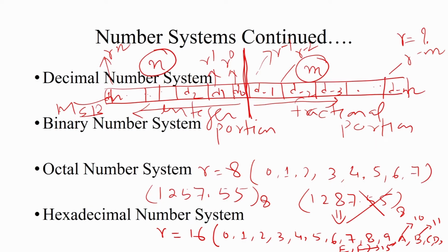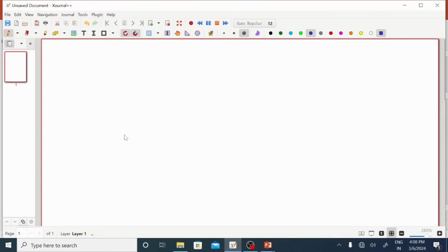For converting any number, whether it is a decimal, binary, octal or hexadecimal number system, we write the number in this format, and to obtain the decimal equivalent of the number system, we simply use this formula. Let us take an example. Suppose this is a number system, 1234.50, given in base 10.